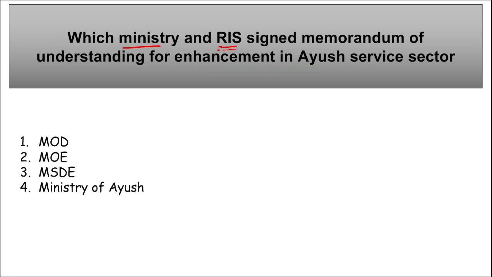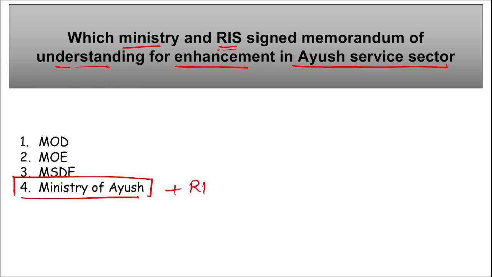Which ministry and RIS signed a memorandum of understanding for enhancement in the Ayush service sector? So it is Ministry of Ayush and RIS. What is RIS? RIS is your Research and Information System for developing countries. I repeat, what is this RIS? Research and Information System for developing countries. So Ministry of Ayush and RIS, they signed an MOU to bring an overview to the Ayush service sector and foster academic cooperation and collaboration with RIS, that is Research and Information System for the developing countries.